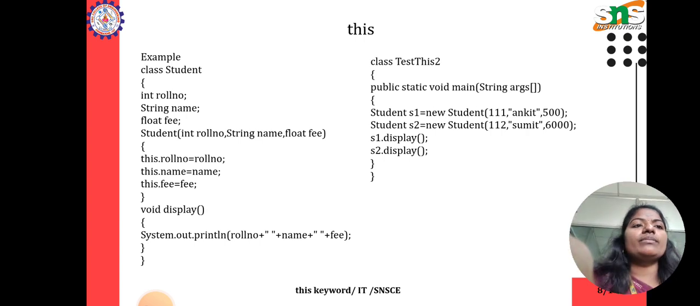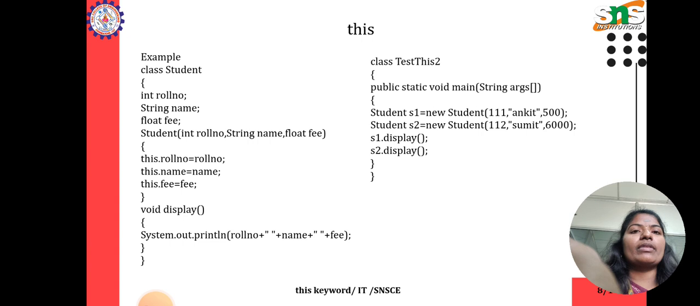Here we give an example for this keyword. Example: class Student, int rollNumber, String name, float fee. Student constructor, I have passed the parameters int rollNumber, String name, float fee. this.rollNumber equal to rollNumber, this.name equal to name, this.fee equal to fee. Void display method, System.out.println rollNumber, name plus fee. Here we have to print the roll number, name and fee.